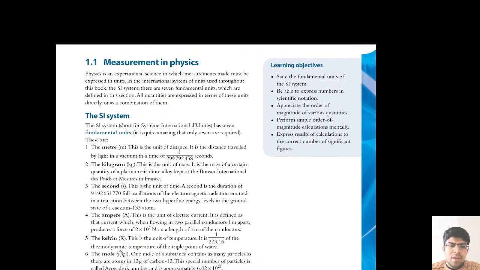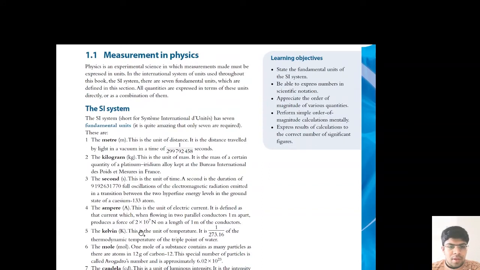Okay, and then next comes kelvin, which is denoted by K. This is the unit of temperature. It is 1 over 273.16 of the thermodynamic temperature of the triple point of water. We will be learning this triple point of water and the thermodynamic temperature in the upcoming lessons.